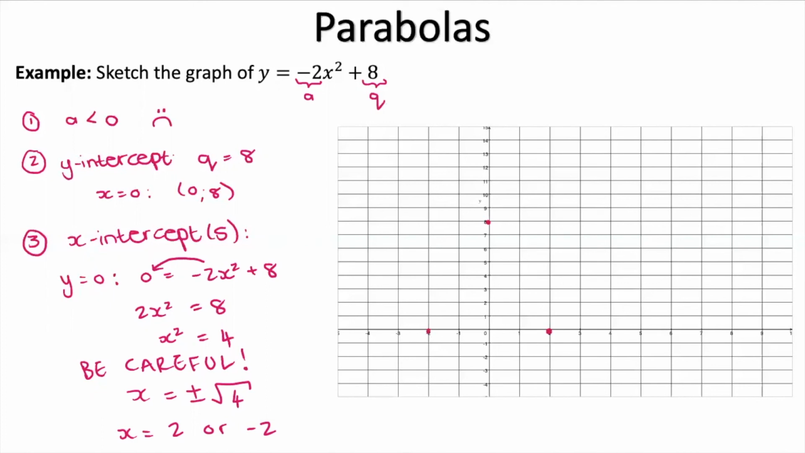And the very next step is just to draw it in. Now we need to remember that it's a sad face, so if we connect the dots nicely, it should be a sad face. And there it is. Okay, guys, that's what you need to know as your introduction to the parabola.